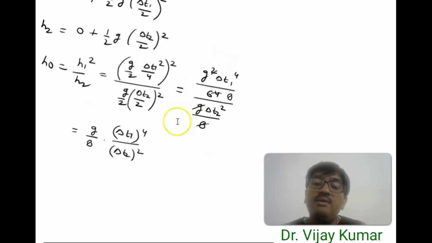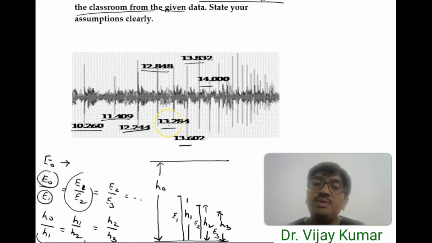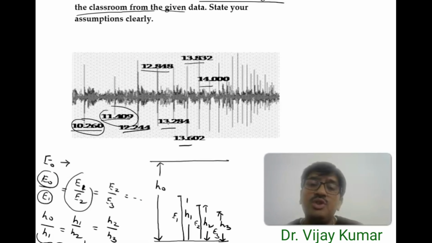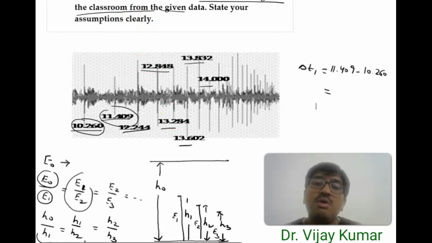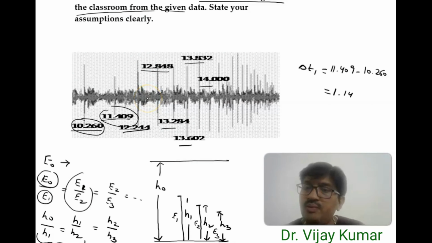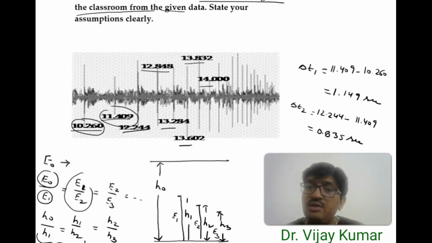Now we have to determine delta t1 and delta t2 with the help of the screenshot of the app. The first time is 10.260, and the second bounce time detected is 11.409. So the time difference is 11.409 minus 10.260, which is 1.149 seconds. And delta t2 is 12.244 minus 11.409, which is 0.835 seconds.